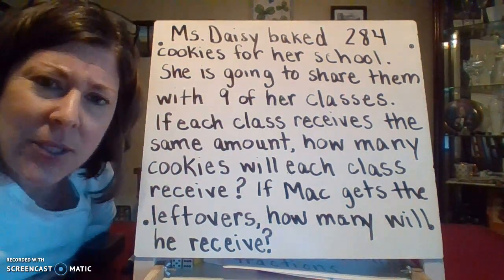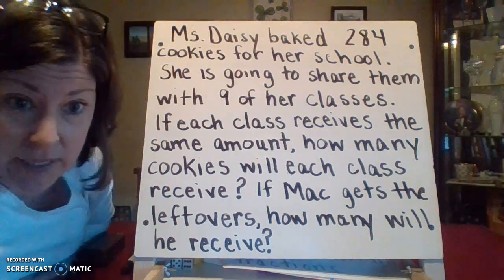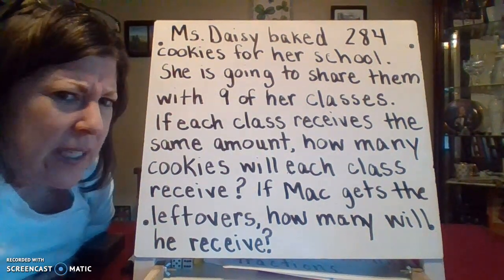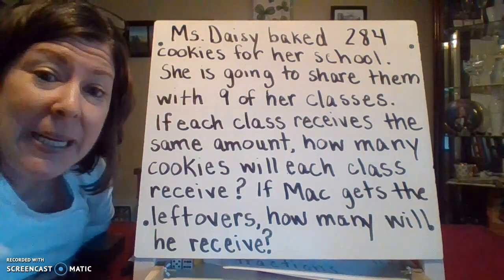Holy smokerinos. So last weekend, I actually baked cookies. So I was thinking about cookies and decided that this problem should be about cookies because they're so tasty.